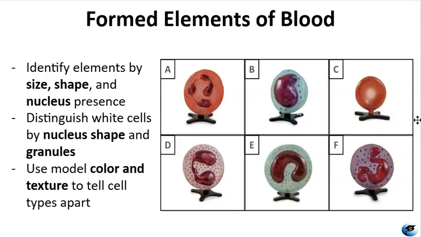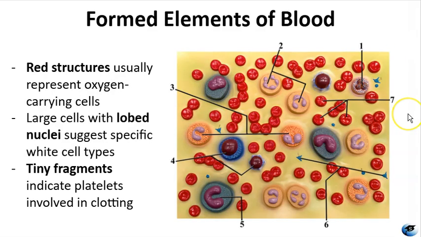And then finally, when using the models, pay attention to the color and texture differences. Models often use color coding and surface texture to represent granules or show how something is smooth or rough. And this helps to identify especially these different types of leukocytes as well. Here are just a few more visual cues to help you quickly identify these different elements.